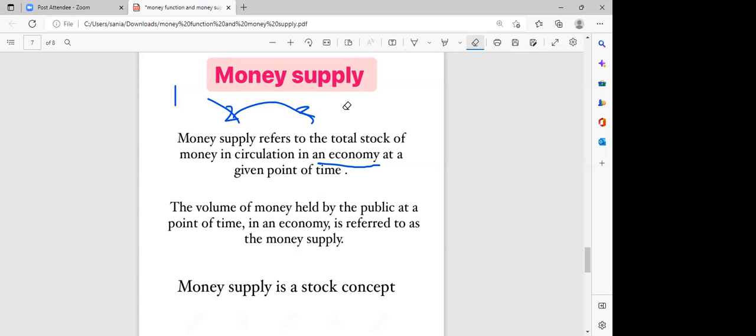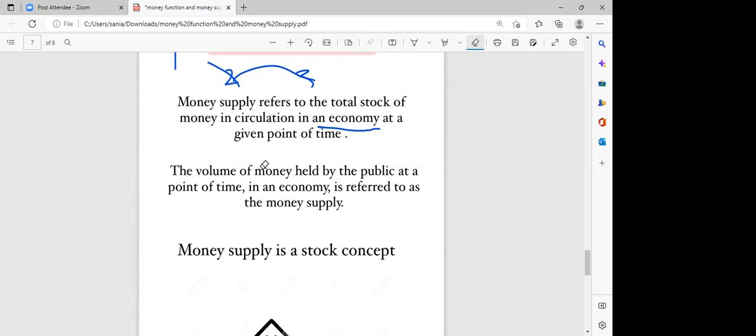Now, what is money supply? First, money supply is a total stock. Total stock of money in circulation. Money keeps on circulating, that's why it is total stock of money, and money is circulating, that's why money in circulation. And where is money circulating? In an economy, at a given point of time. Clear?